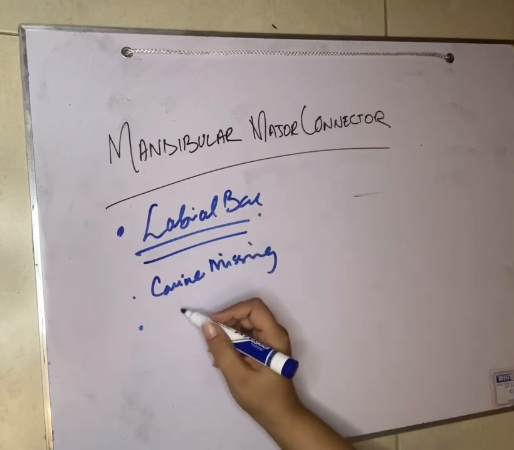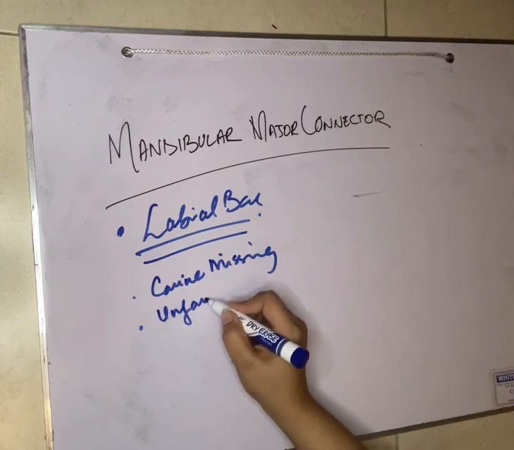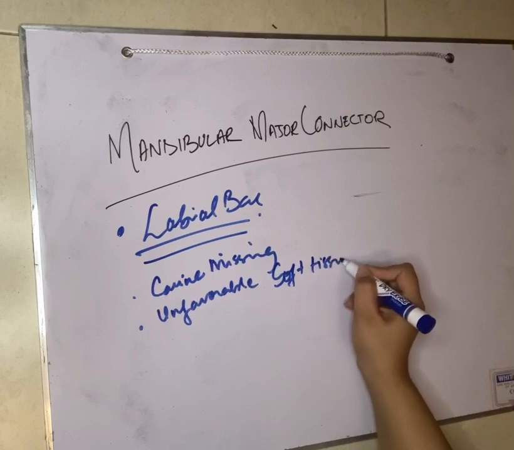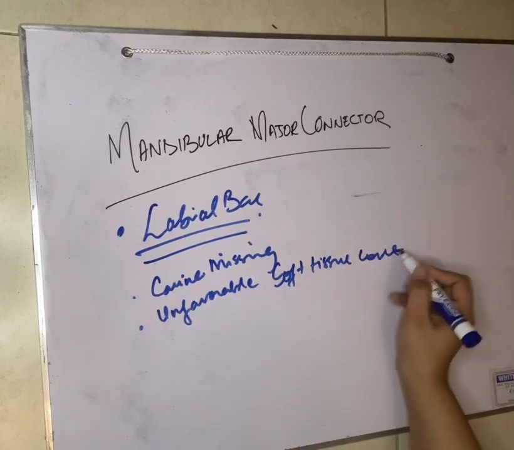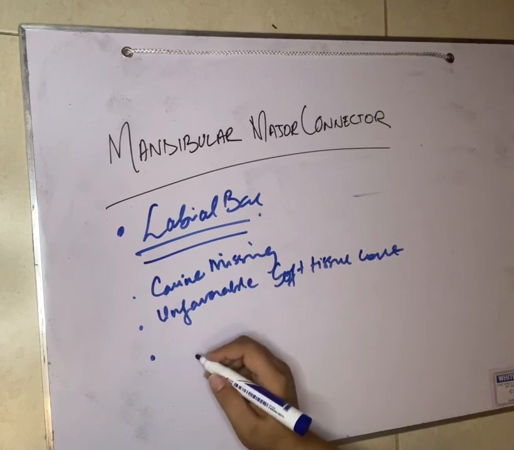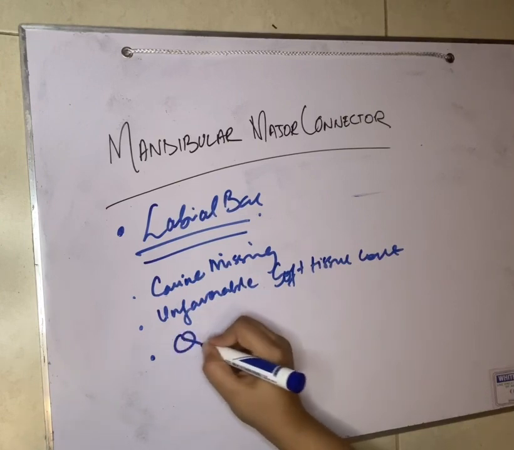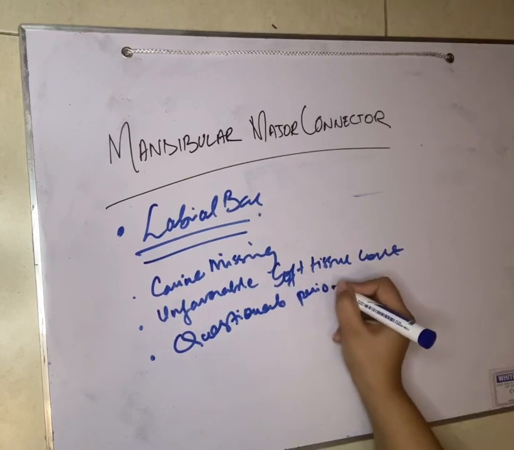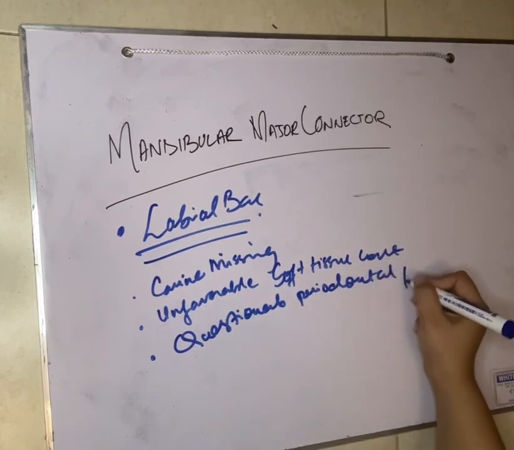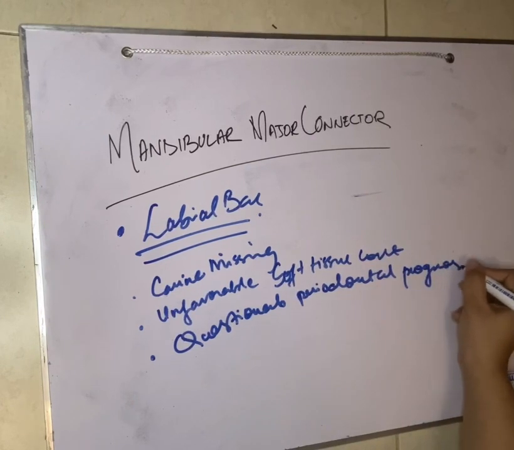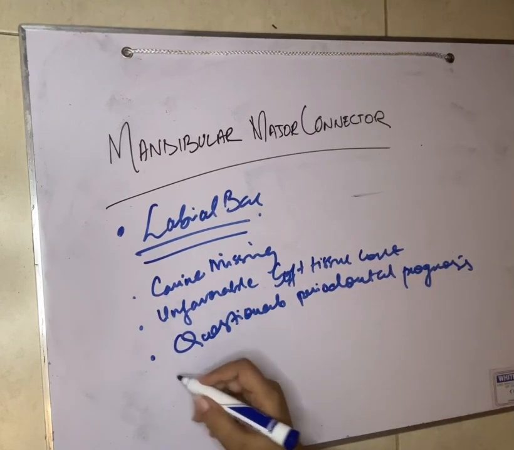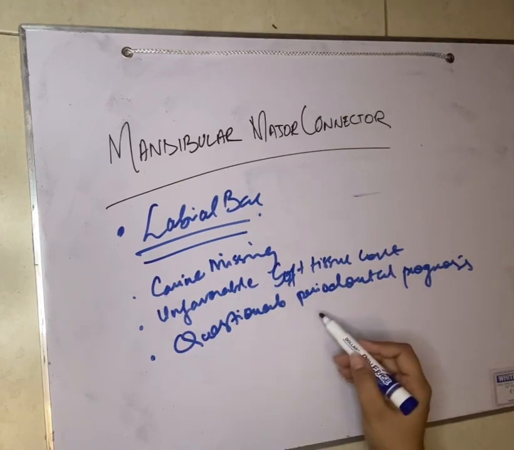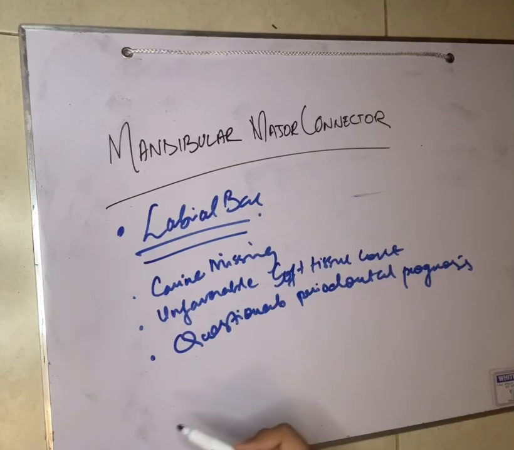Then there is unfavorable soft tissue contour, and there is questionable periodontal prognosis. Like the periodontal condition is not very good, and you believe that after the placement of any other design, there won't be a better periodontal condition. So we give the labial bar.